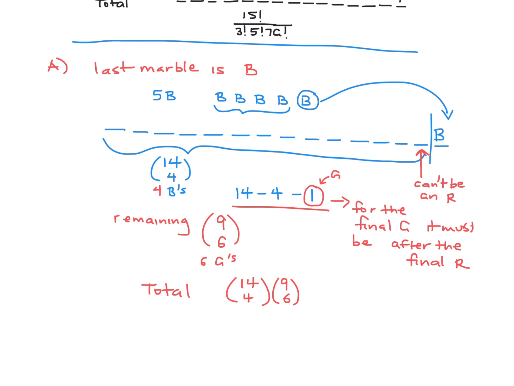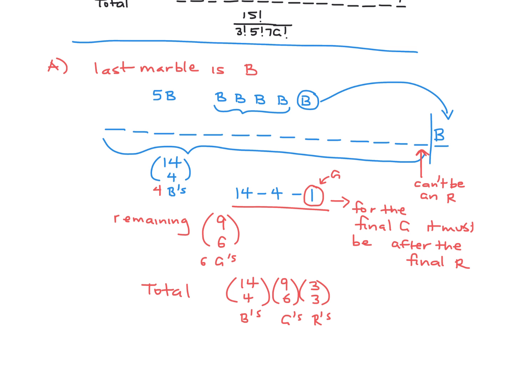And of course, you now have 3 spots remaining, and for those, you select all 3 of them for the reds. So this is for the reds, this is for the G's, and this is for the blues. So I hope that made sense.